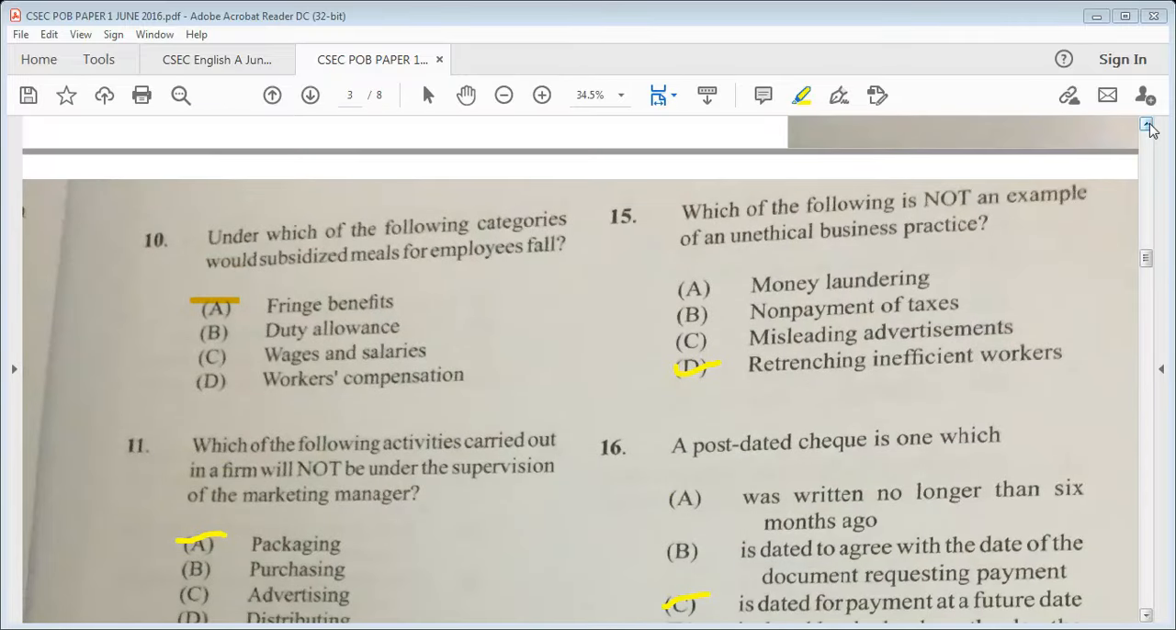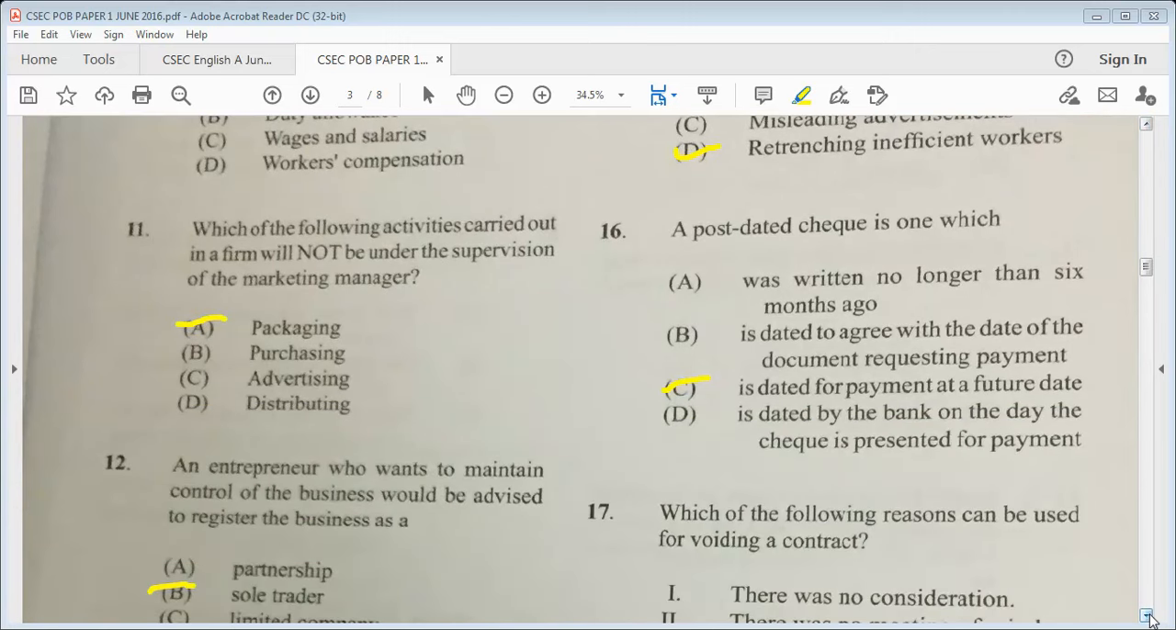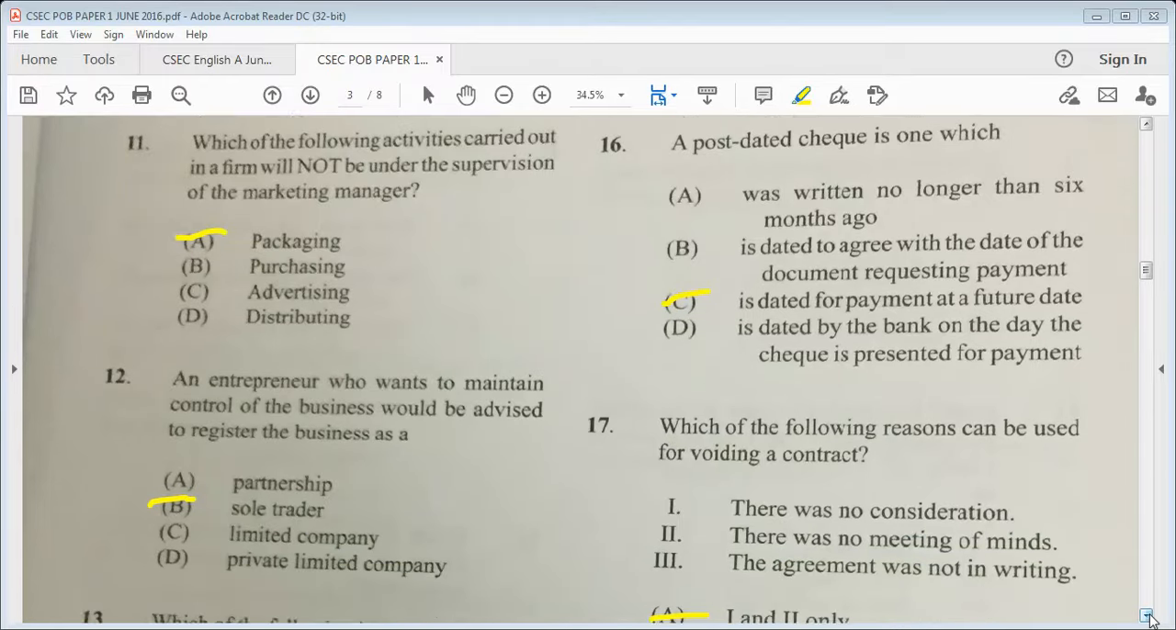Let's go on to number 15. It says, which of the following is not an example of an unethical business practice? A. Money laundering. B. Non-payment of taxes. C. Misleading advertisements. D. Retrenching inefficient workers. Our answer D. Retrenching inefficient workers. All the others are examples. 16. A post-dated check is one which C. is dated for payment at a future date.